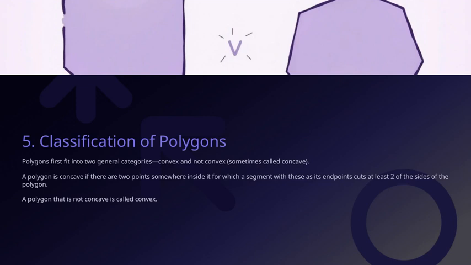On the other hand, if a polygon doesn't have any such indentations, that is, if you can draw a line segment between any 2 points inside it without cutting through the shape, then it's called convex. Understanding whether a polygon is convex or concave helps us analyze its properties and how it behaves in different applications, which ties into the overall theme of geometric classification and understanding shapes.